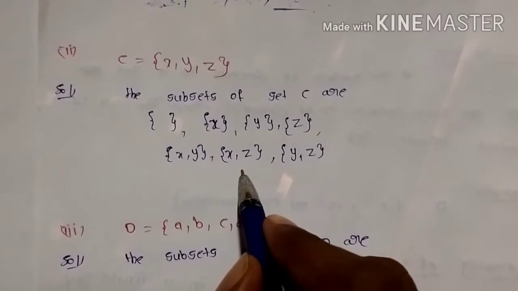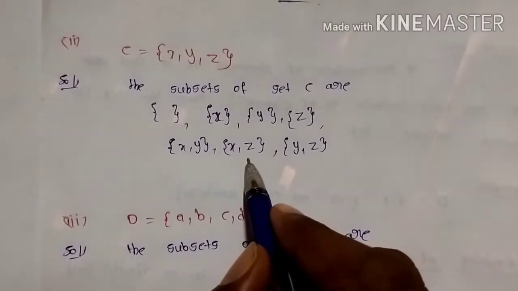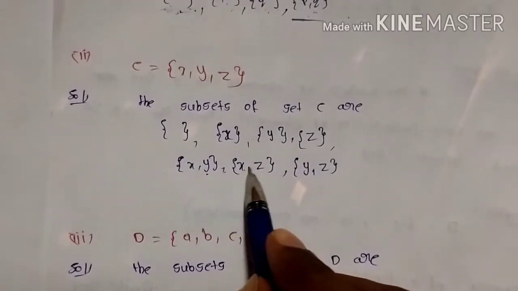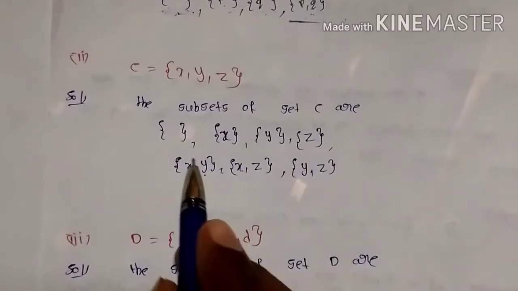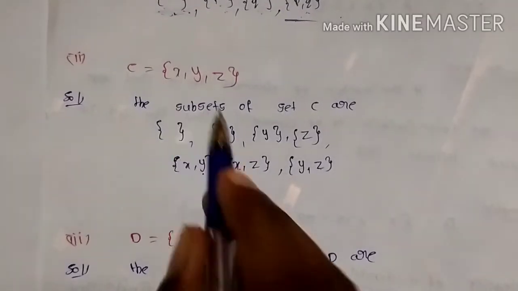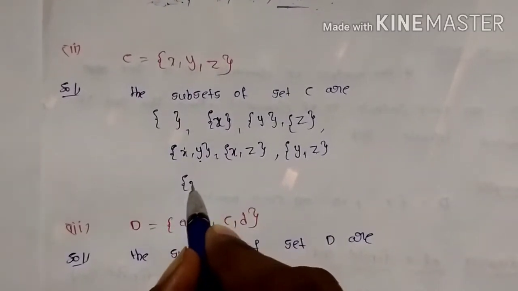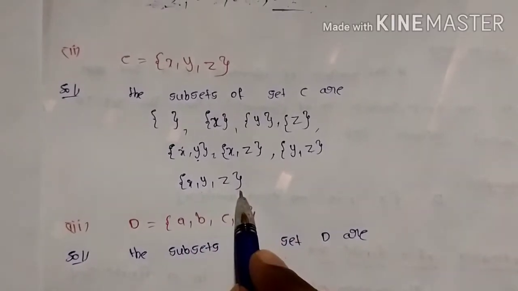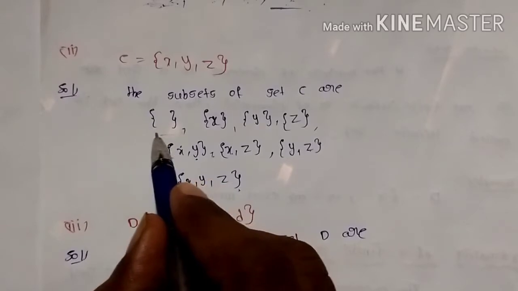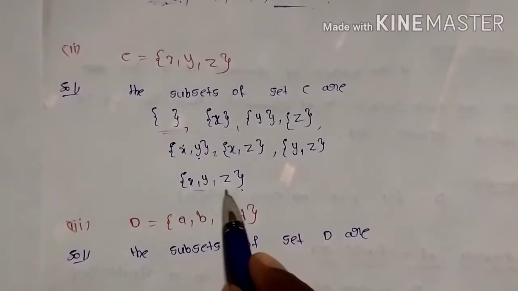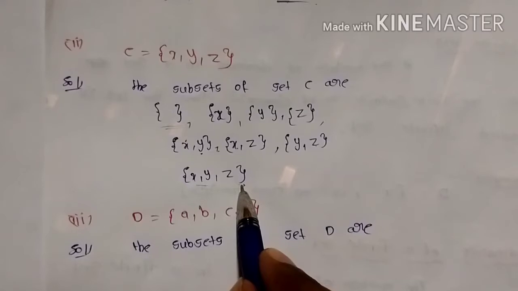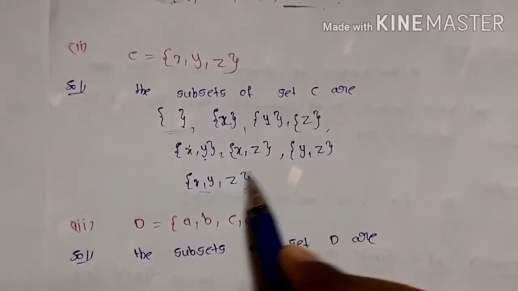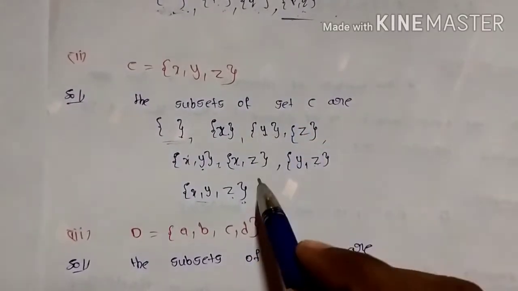Why? Because we need not repeat the sets twice. You can remember every element is repeated only one time. See here x comma y, x comma z, next y comma z. Next one you can remember, we can consider three elements: x, y, z. Is it okay? The 3-element set is also covered. I told you already null set is a subset of every set. The set itself is also a subset of the given set. Now you can count: 1, 2, 3, 4, 5, 6, 7, 8. If there are 3 elements there are 8 subsets.